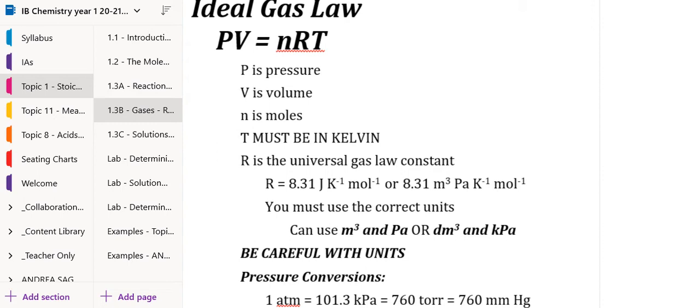Guys, you haven't been through this because you didn't take a test over gases last year. But believe me when I say, if you leave it in Celsius, you will get the wrong answer. You have to use Kelvin.